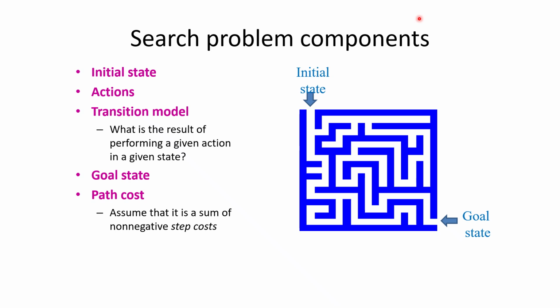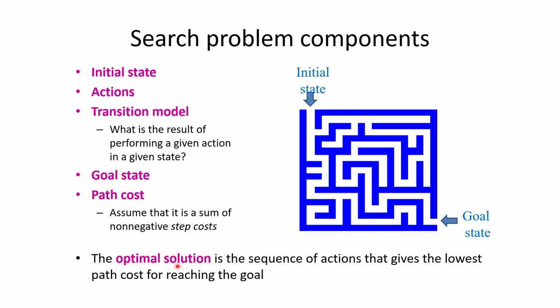To evaluate different paths, we use a path cost, usually defined as the sum of non-negative step costs along the way. Finally, the optimal solution is the sequence of actions that leads from the initial state to the goal while achieving the lowest total path cost. These components together form the foundation for representing and solving search problems in artificial intelligence.